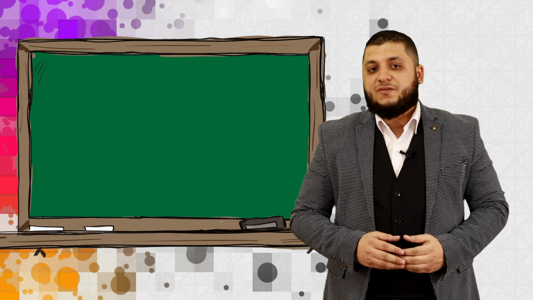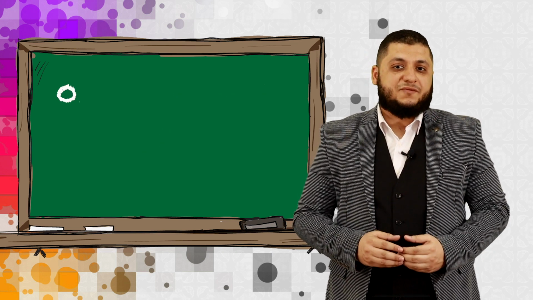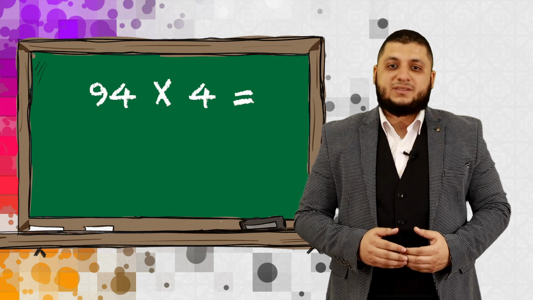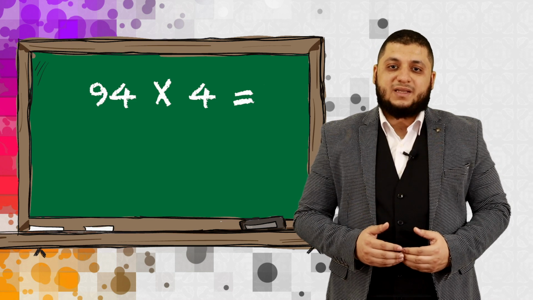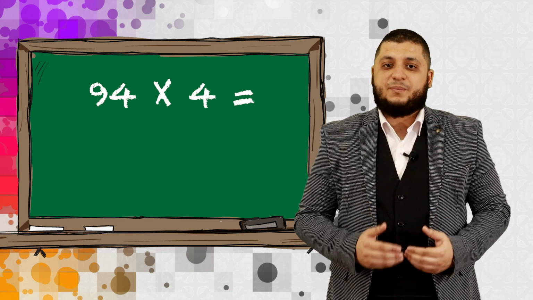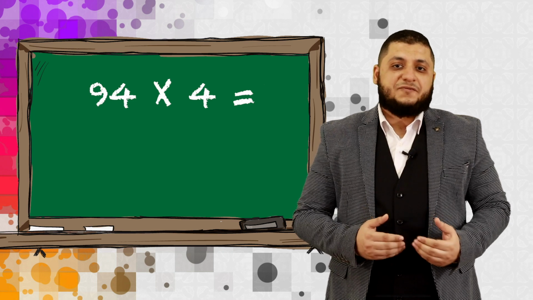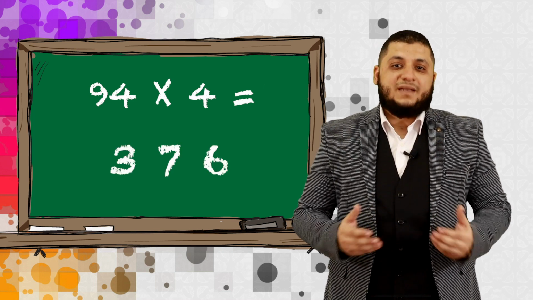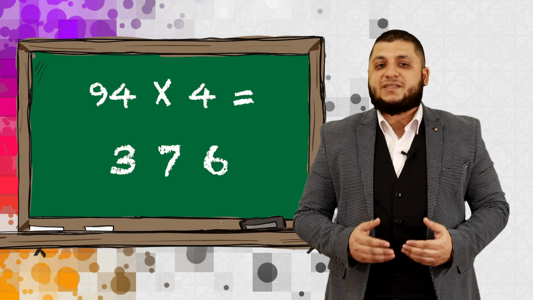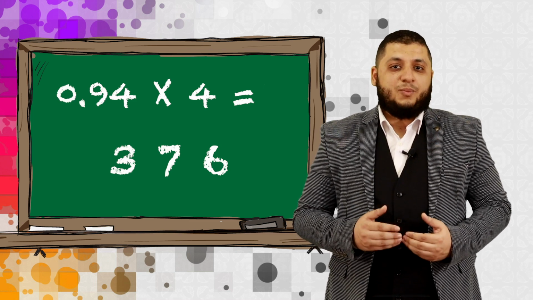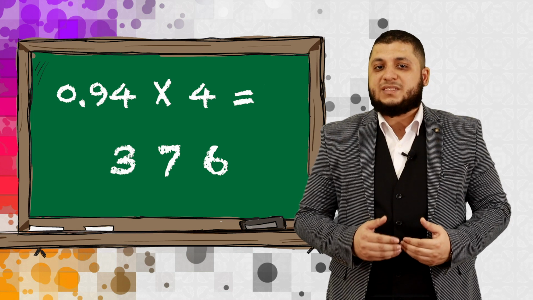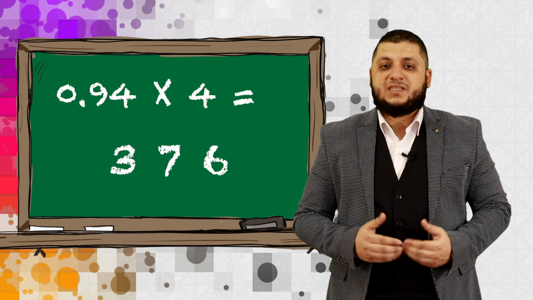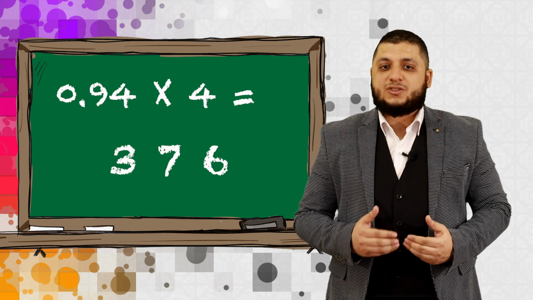Another example. Find the product 0.94 multiplied by 4. The first step is to neglect the decimal point and solve this problem as if it's 94 multiplied by 4. Actually, 94 multiplied by 4 equals 376. Now count how many decimal places are in both factors. In 0.94 we have 2 decimal places, and in 4 there is no decimal point, so we have 0 decimal places. 2 plus 0 equals 2.